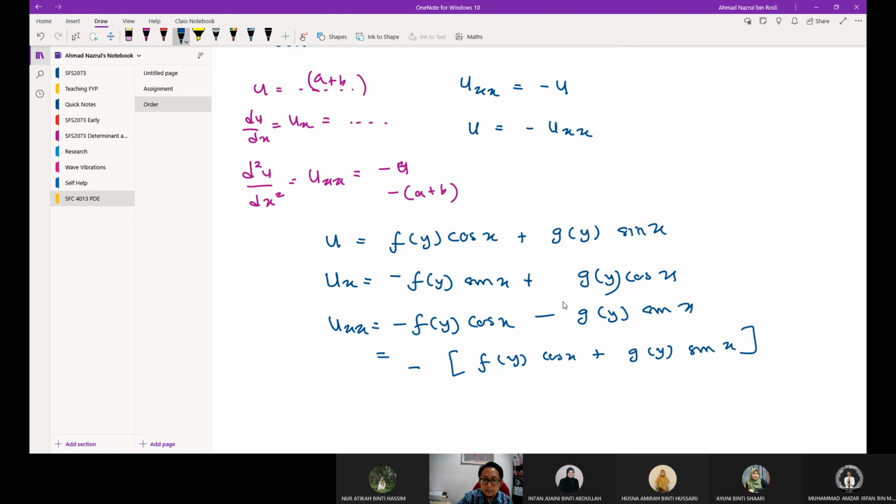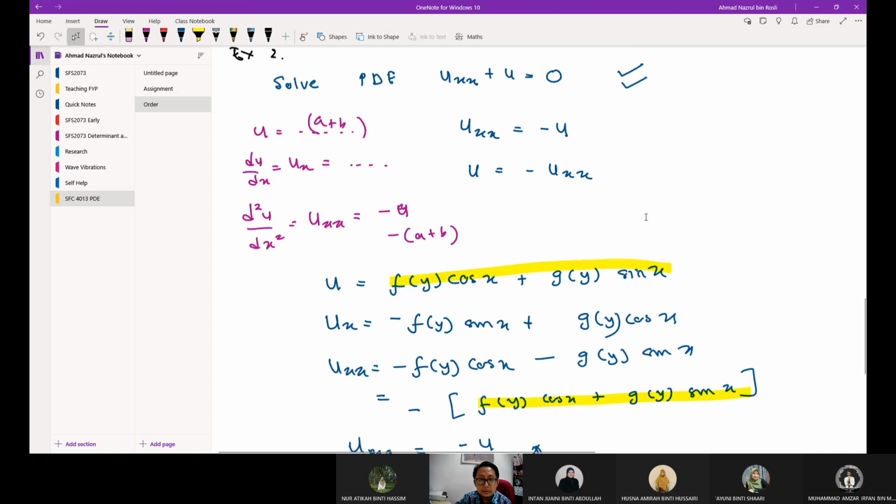So ni adalah u. So finally you can dapat value dia u_xx is equal to minus u. Okay, sebab ni u kan, sama dengan u ni. And if you want to use satu sin atau cos saja pun okey, tak masalah. Okay, ni dia ambil the whole possible. So ini faham eh?